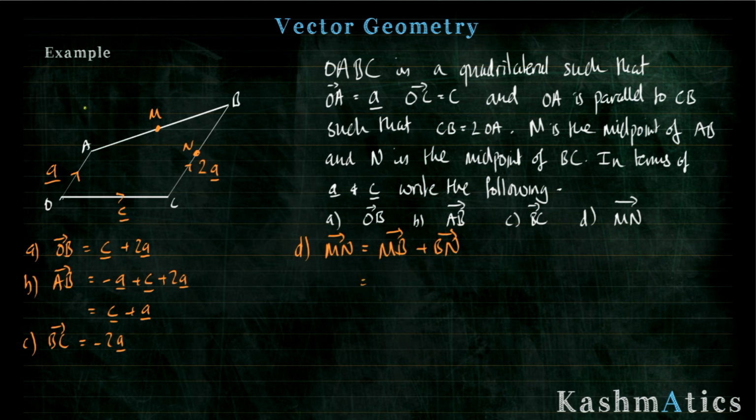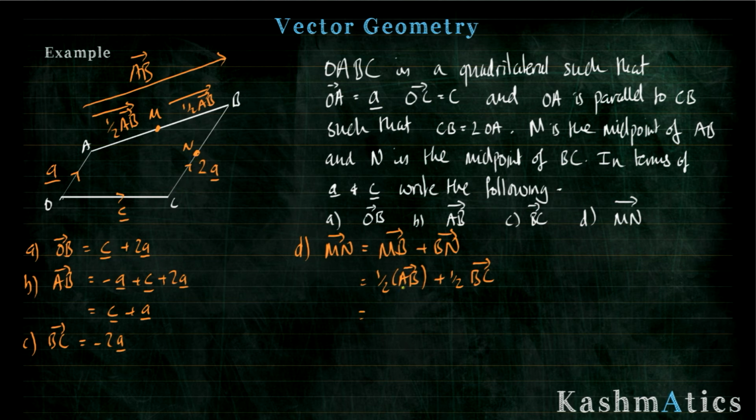Okay, so we've just found out that that whole vector is C plus A. But I'm just going to label it as A to B. Which means if M is halfway, that little bit there is a half of A to B, and this bit here is also a half of A to B. Okay, so M to B is just a half of A to B, and B to N is half of B to C. Okay, because N is also the midpoint of B to C.